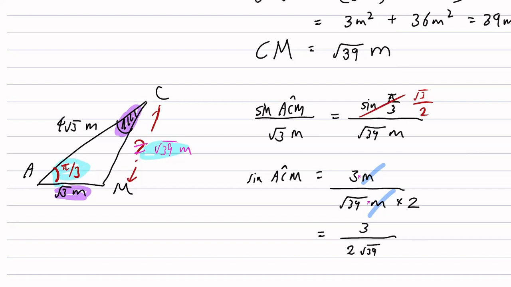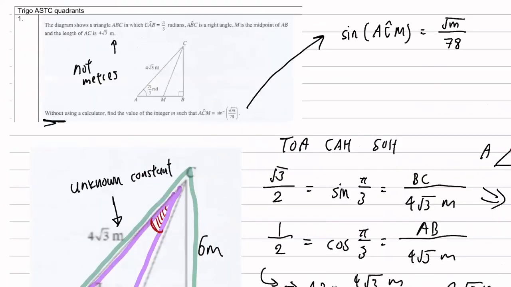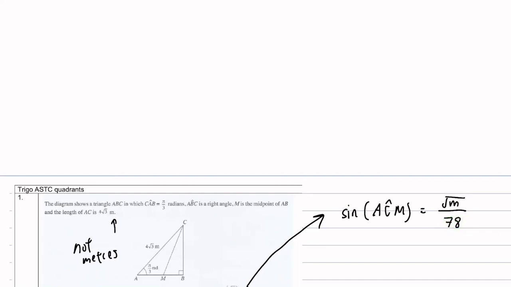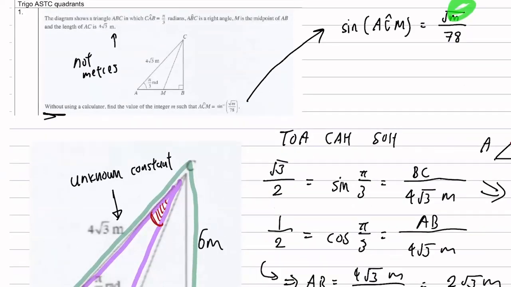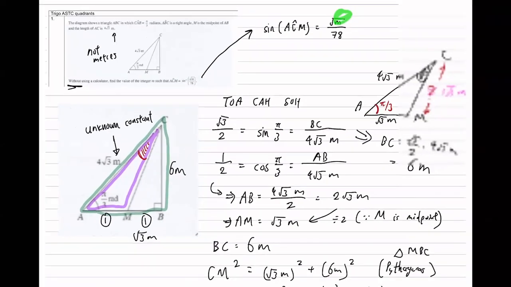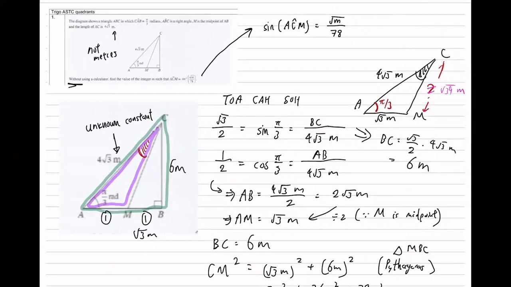But remember the question involved 78, right? There's an m. Oh, did I do something wrongly? Something is wrong. How come there's still a square root m? Uh-oh. Wait. Let me review first. Sorry. Oh my goodness.